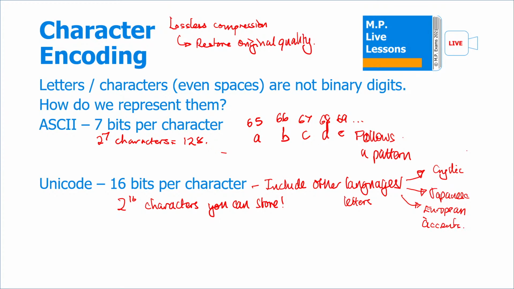Now, with Unicode, it does use the same numbers for the new alphabet characters. For example, A, B, C, D, E, it still follows the same bit numbers. Like 65 is still A in Unicode and so on.